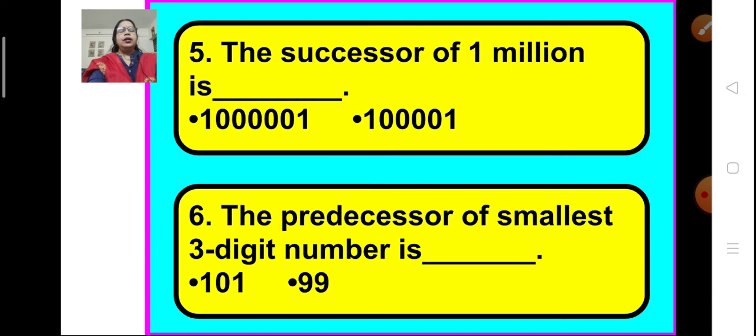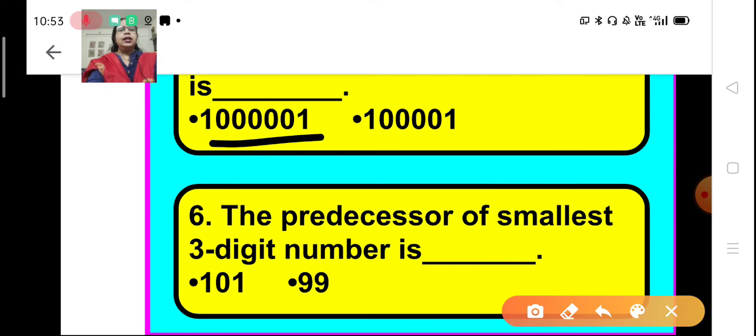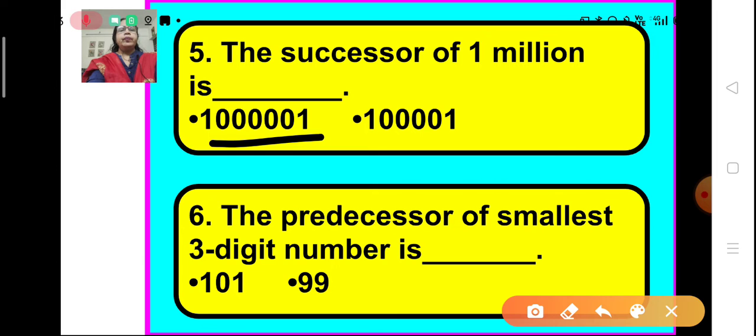We know 1 million is equal to 10 lakhs, isn't it? So, this number is 10 lakhs. 10 lakhs plus 1 is 10 lakh 1, isn't it? And this is the successor of 1 million, isn't it? Because 10 lakh is equal to 1 million. So, 1 million 1. This is the correct answer.